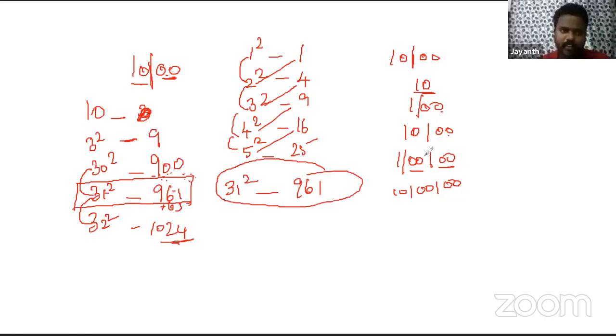We have 31 squared as the maximum square within 1000. So what do you mean by 3-factor numbers? It's the square of prime numbers, right? So up to 31, how many prime numbers are there? That many numbers are possible.